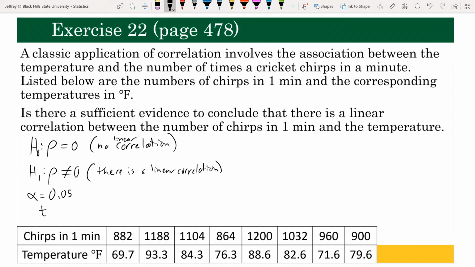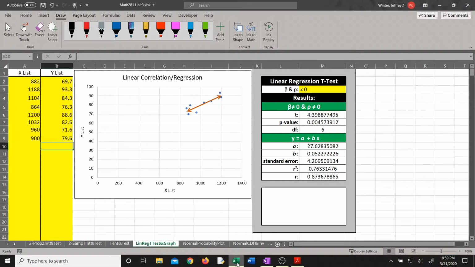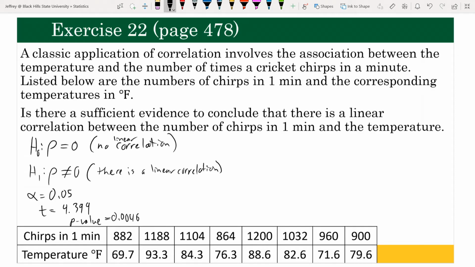Our test statistic we can get from our Excel spreadsheet. So looking at the Excel spreadsheet again, our test statistic was 4.399, and our p-value was 0.0046. Even if I had picked 0.01 as my significance level, I'm pretty sure it's clear to see that this p-value is in fact less than alpha, so we would in fact reject the null hypothesis. Now it is still important to include r, because we will need that for the critical value approach.